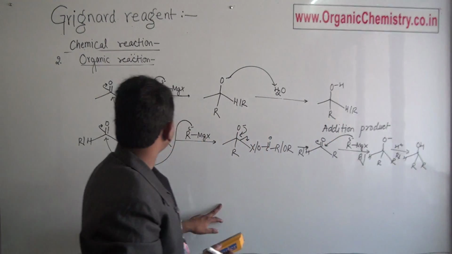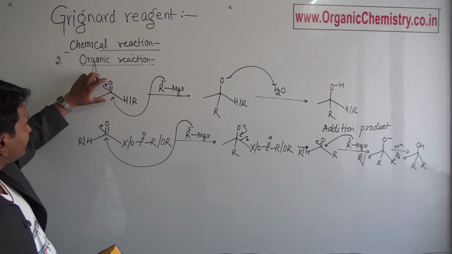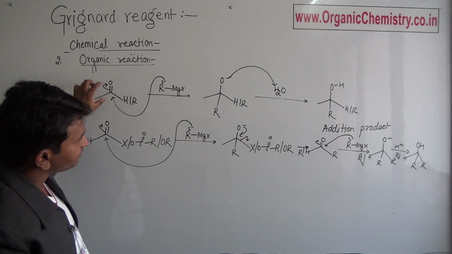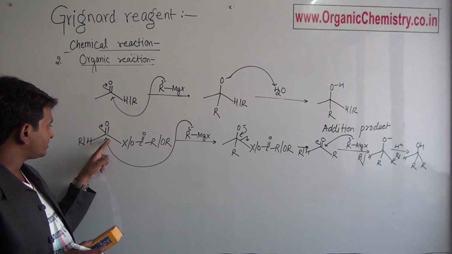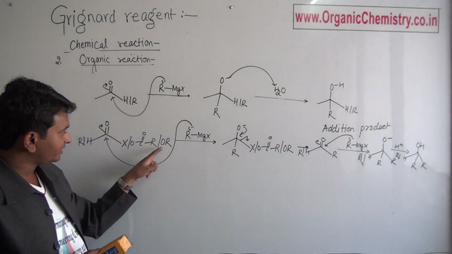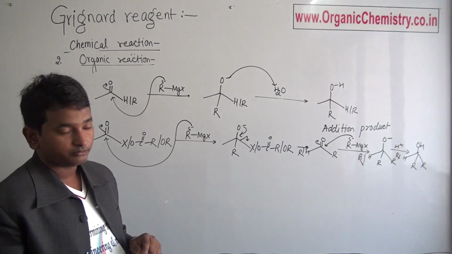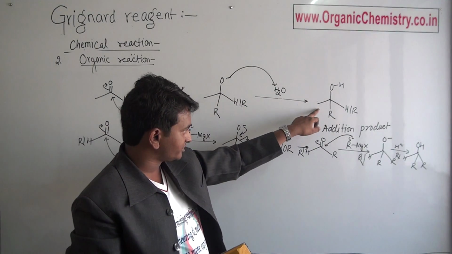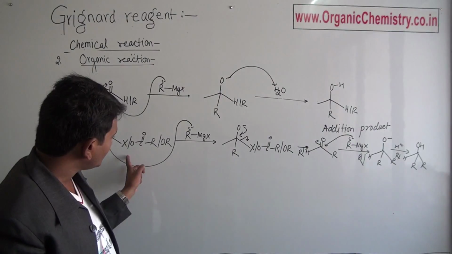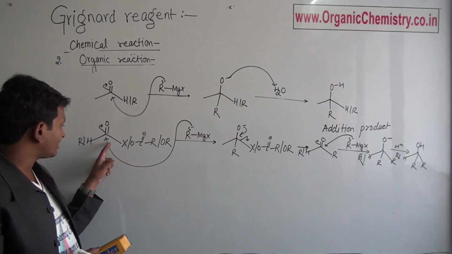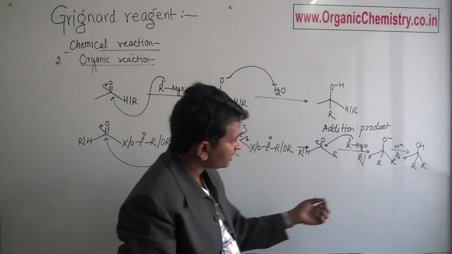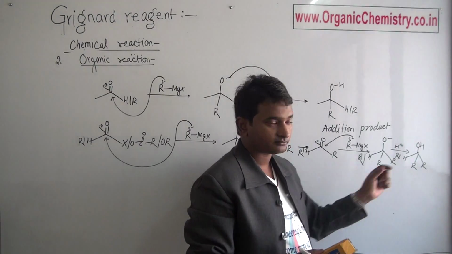So the important part is this: RMgX attacks aldehyde or ketone to give alcohol. RMgX also attacks acid halide, anhydride and ester to give alcohol. But here 1 mole of RMgX is used in the chemical reaction, while in this case, 2 molecules of RMgX are used in the chemical reaction to give the final alcohol as a product.